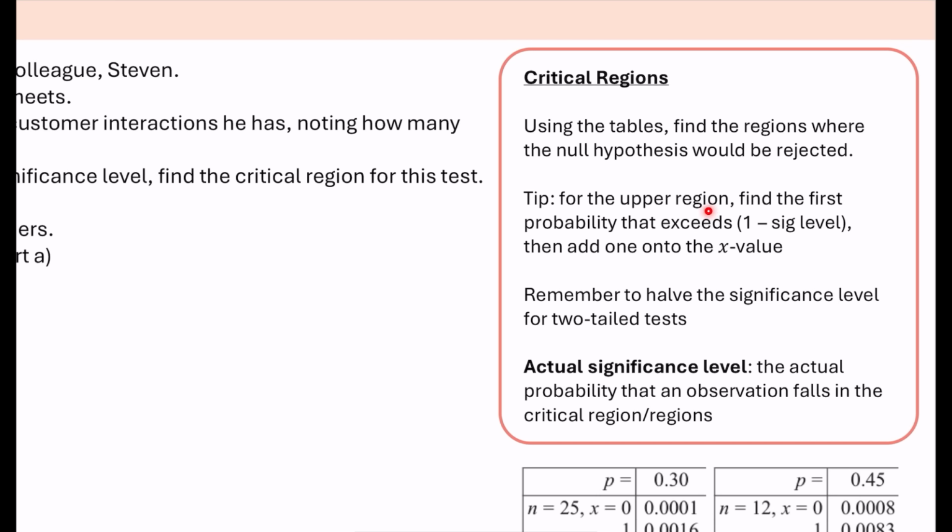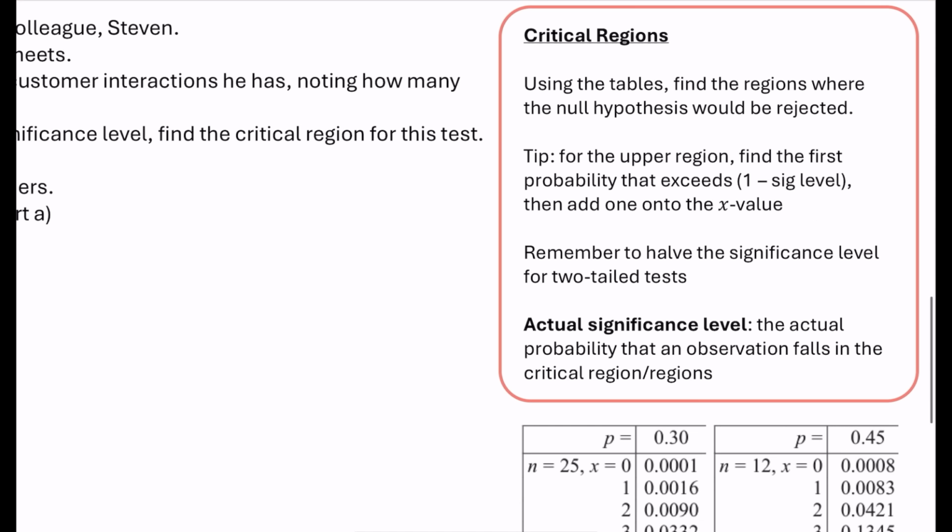Now, for the upper region, I'm going to give you this tip. What you do is you find the first probability that exceeds 1 minus the significance level. So if it was 5%, it would be 1 minus 0.05, so the first one that exceeds 0.95. And then you simply add 1 on to the x value to get the beginning of that upper critical region.